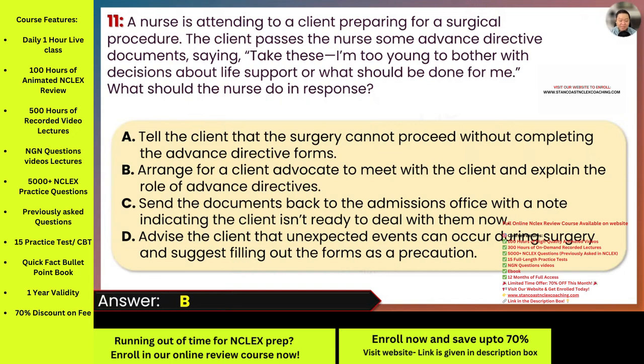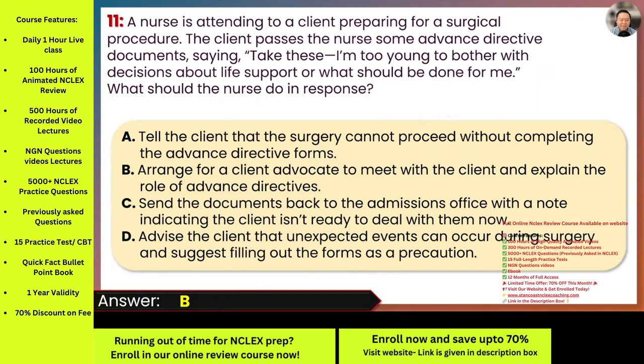Now, the client advocate here could be a social worker or a case manager. They can explain advance directives in a non-threatening way and can also address the client's concerns. So the key here is that the goal is to provide clarity. You're not going to pressure the client. You have to provide education, which will empower the patient to make informed choices. That's why B would be the best choice.